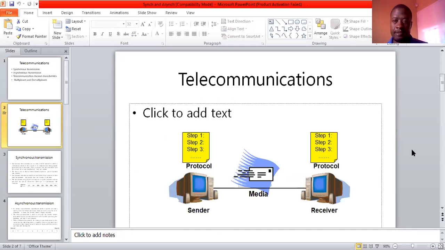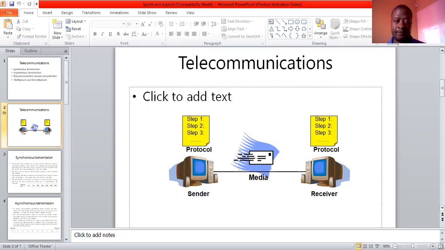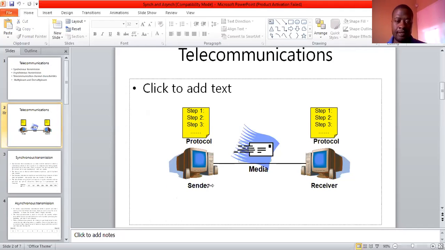So basically this slide is showing us the basic telecommunication process or system, like what happens when two devices are communicating. Okay, so you've got a sender here, from this side, and you have got the receiver. So this PC, this node is sending and this one is receiving. So we call this one a sender and this one a receiver.